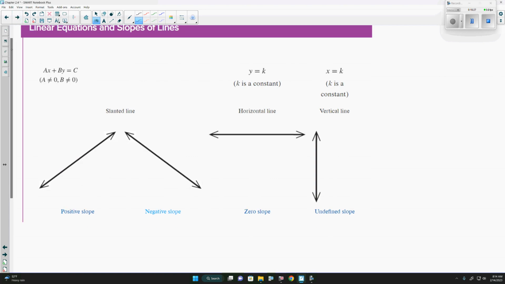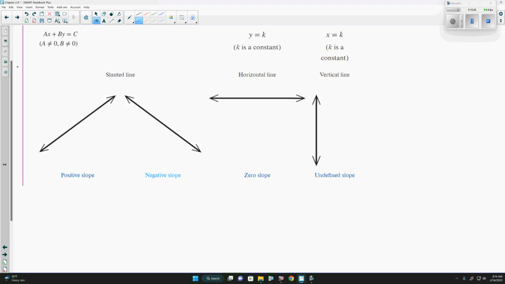If a line going from left to right is going up, it's considered positive. If it's going down from left to right, it's considered negative. If it's horizontal, it has 0 slope. If it's vertical, it has undefined slope.